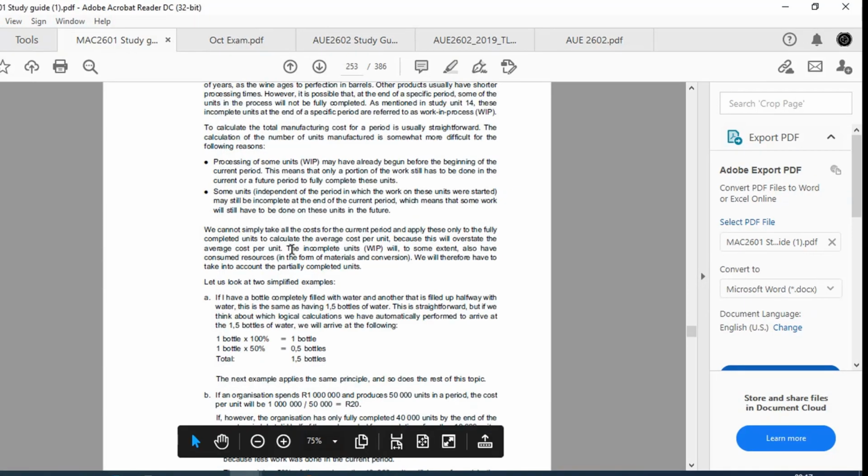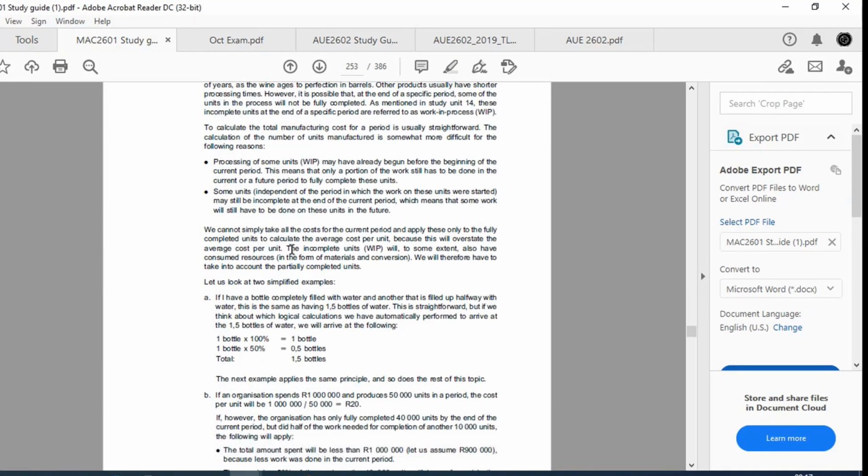Some units, independent of the period in which the work on these units was started, may still be incomplete at the end of the current period, which means that some of the work will have to be done in the future. So it's that whole diagram that I've showed you, that as much as it's grounded coffee, process 1 could happen in June, process 2 can happen in July, the other one, if you get what I mean. So now you're carrying this whole thing of incomplete units before they become completed. Hence, it's a work in process.